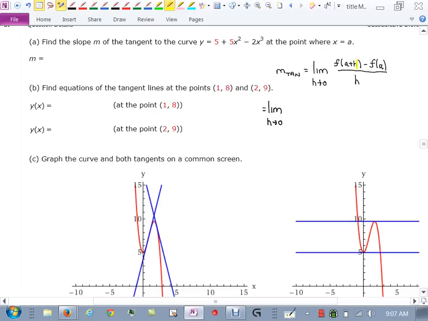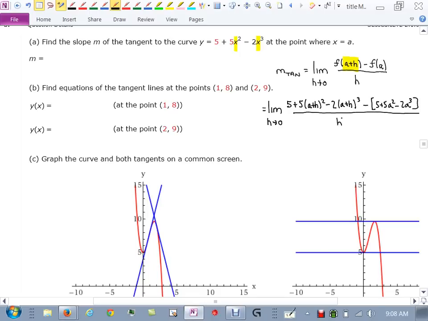So what would happen if I take a plus h and plug it in for that x and that x right there? We would get 5 plus 5 times a plus h squared minus 2 times a plus h cubed, and then minus, now this is important, f of a. Now f of a is what I get when I plug a in for x, and I'm subtracting the whole thing, so I'm going to have 5 plus 5a squared minus 2a cubed, all over h.